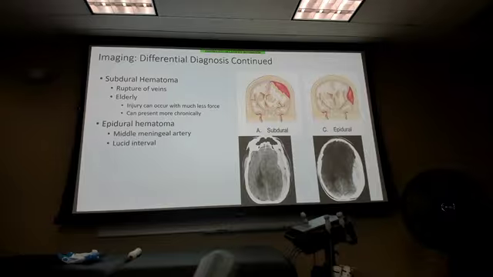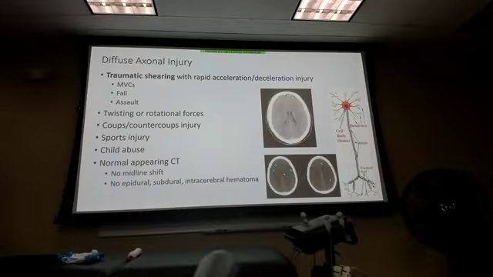Okay, and then epidural, you're more so looking at the middle meningeal artery. Okay, so those temple injuries. Okay, and you'll have a lucid interval. Okay, they'll get hit, they may have loss of consciousness, they'll be up, they'll be like, oh, I'm fine, I just have a headache, whatever, and then they'll be fine until they're not, and then they have enough blood accumulation in their head that they go comatose.